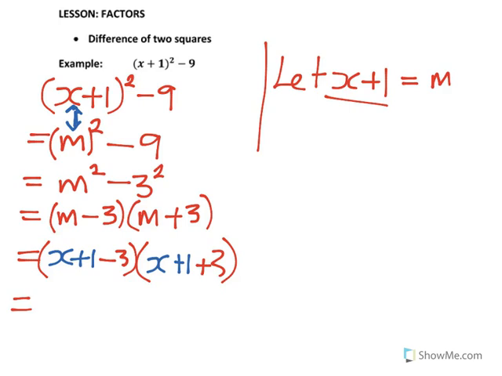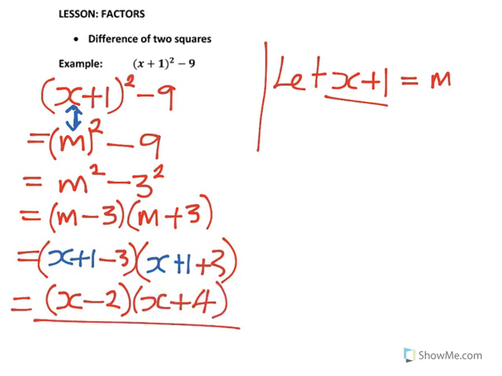So now you've got x plus 1 minus 3. Numbers together, 1 minus 3 is minus 2. So you'll have x minus 2. Again, x plus 1 plus 3, you'll have x plus 4. Then this is the final solution of the above problem of the difference of two squares in a hidden way.